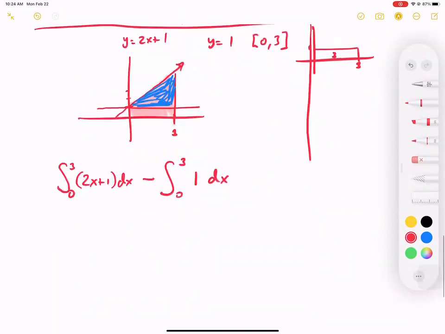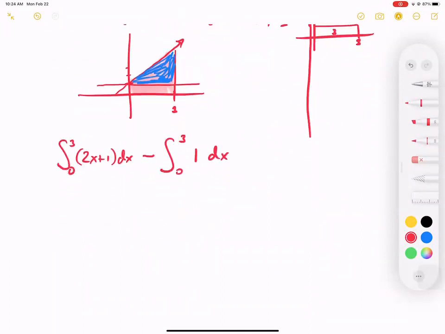Okay? Or we can write those together. Since we do have the same a and b, right? Our start and finish value, we could write this together. This is just the integral from 0 to 3 of 2x plus 1 minus 1 dx. We can write them together.